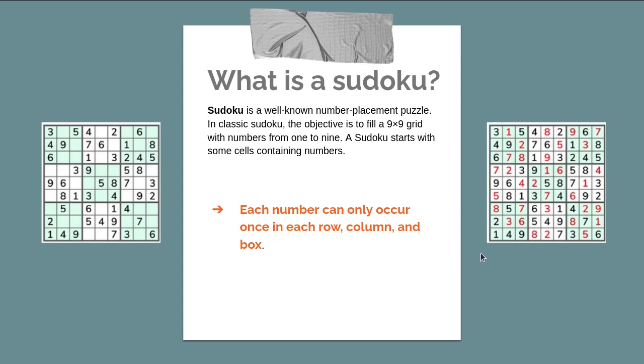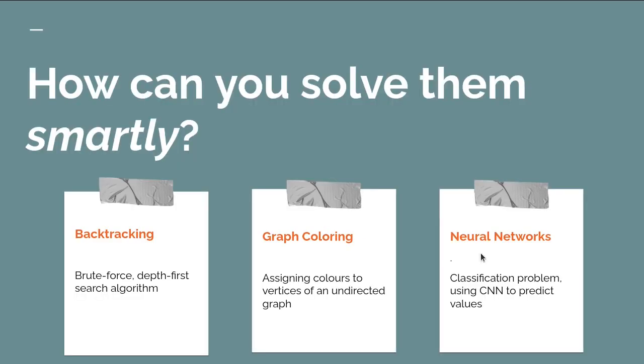I know I used to solve them by using scanning methods or by pairs, but today we're going to discuss how we can solve them smartly by using a computer's intelligence. There are three main algorithms that we're going to be discussing: backtracking, graph coloring, and neural networks. Let's take a look at backtracking.